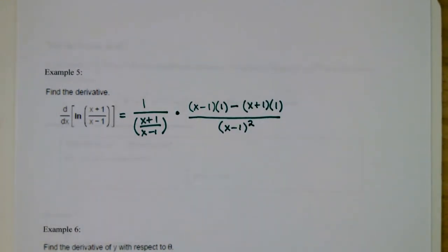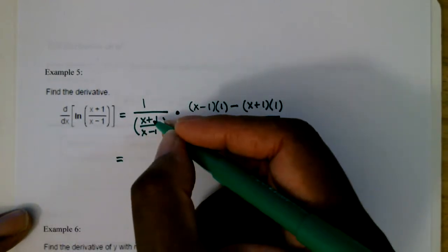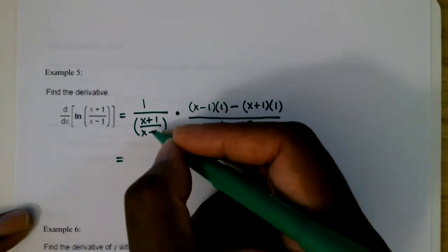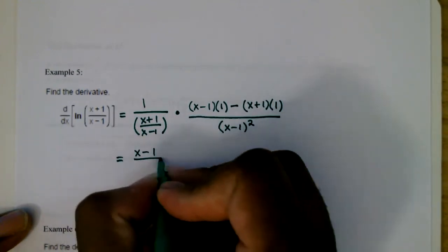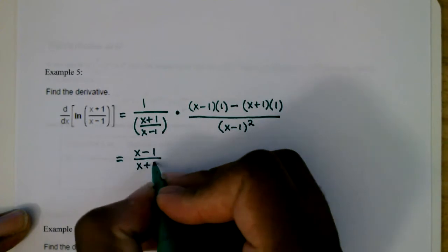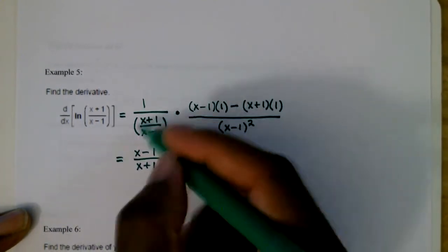Okay. I want to refer back to section 3.4, dealing with the product and the quotient rule, and how that's done, how to take the derivative of that. All right, so let's simplify this. The reciprocal of x plus 1 divided by x minus 1, I just flip this over and it'll just be x minus 1 in the numerator and x plus 1 in the denominator. That 1 over this means the reciprocal of that denominator.